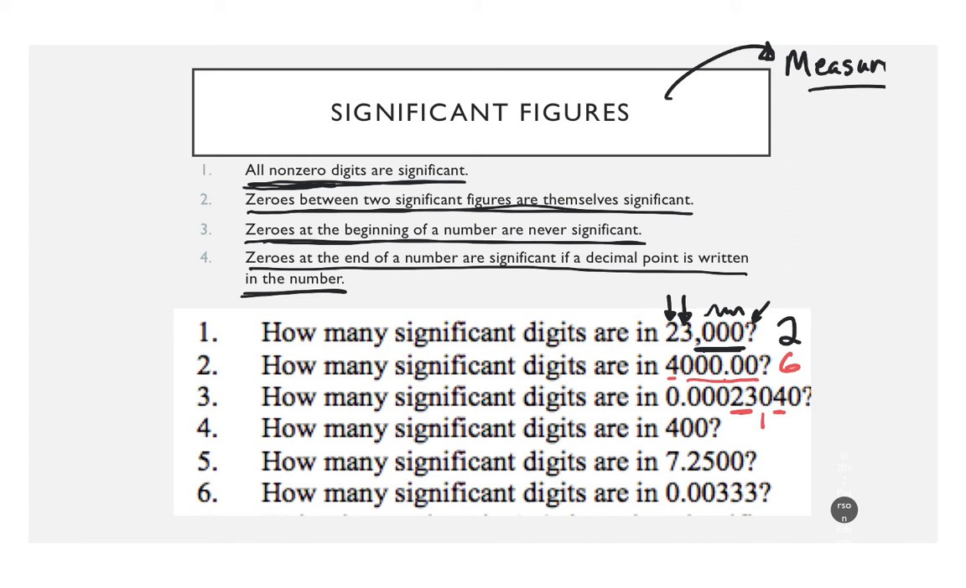Zeros between significant digits are significant. So that 0 is significant. And zeros at the end are significant if there's a decimal in the number. Yep, there is. So that one is good as well. So this one has 5 significant digits.